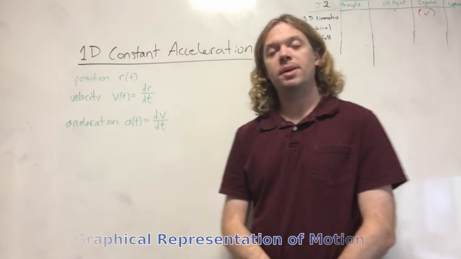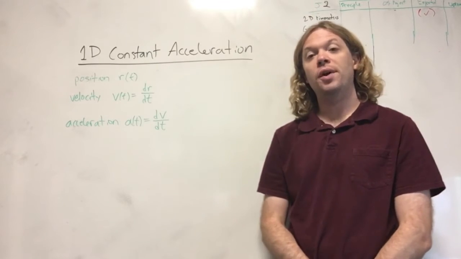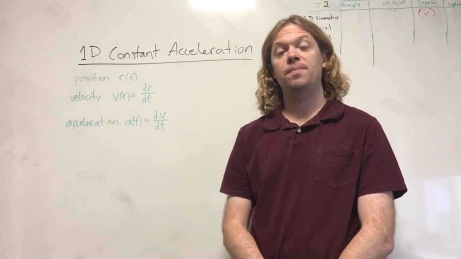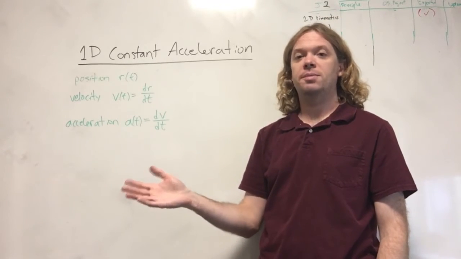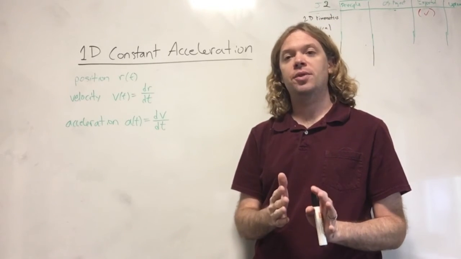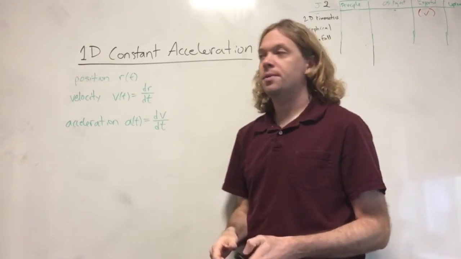Hey guys, in this video I'm going to talk about the graphical representation of one-dimensional motion under constant acceleration. So remember that generally position, velocity, and acceleration are vector quantities, but because I'm restricting to just one-dimensional motion for now, I'm going to write them as scalar quantities.